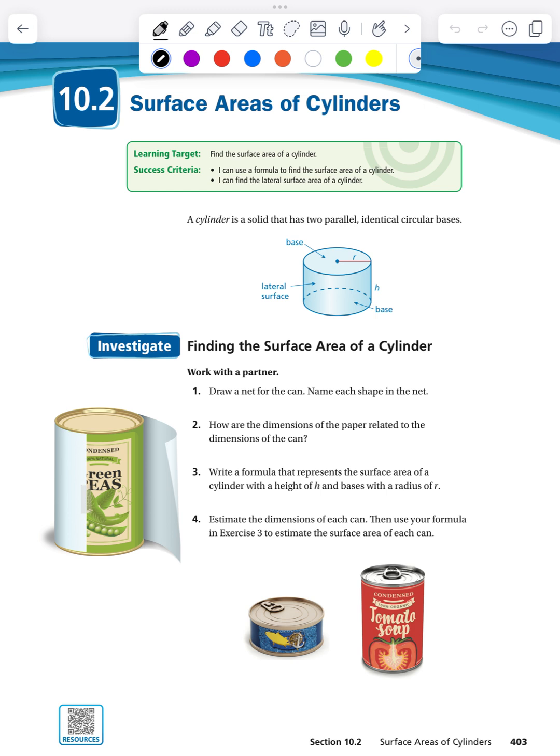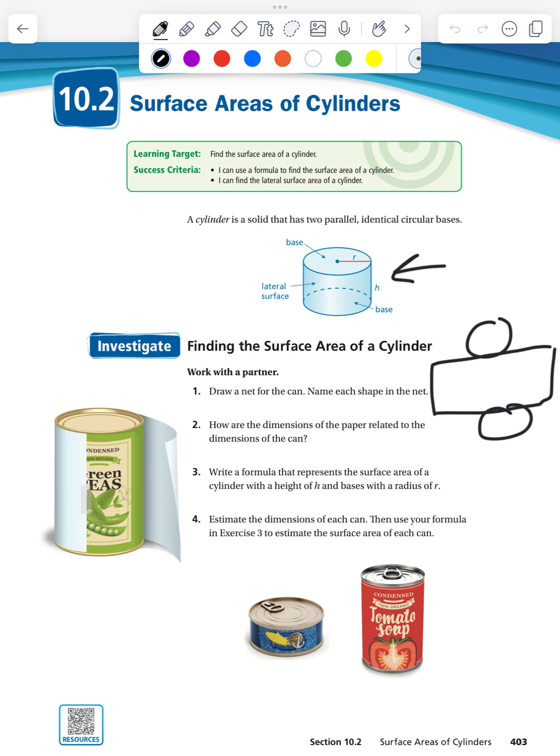Now, the best way to think of this is to first think of a net. So in this investigate activity, we're going to draw a net. So if this is our cylinder, we have our two bases, and then we have the rectangle in the middle.